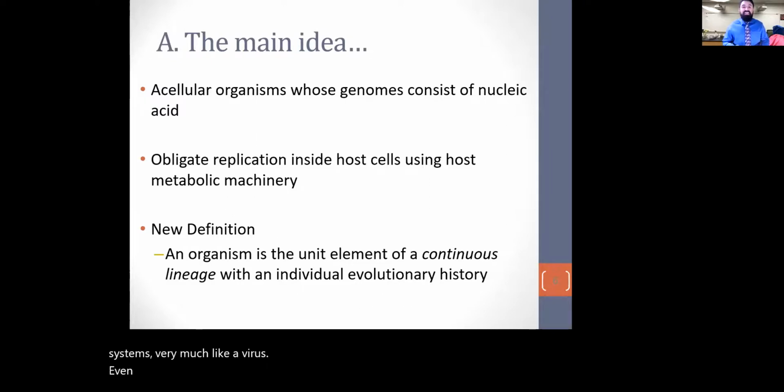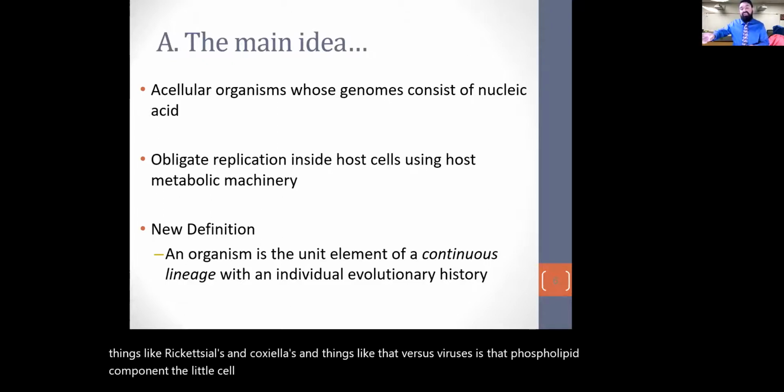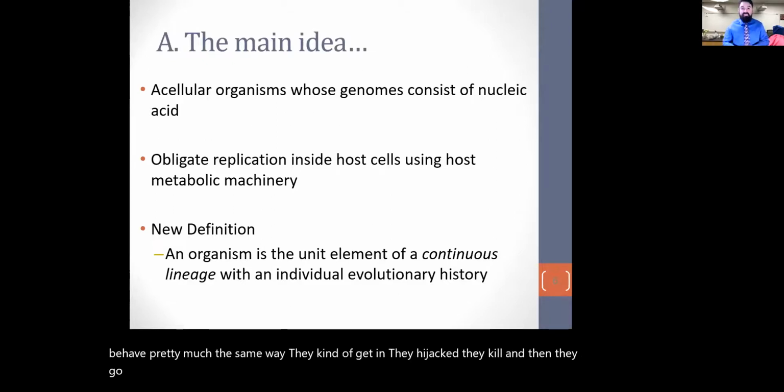So the only thing that ends up missing here is that the difference between things like rickettsias and coxiellas and things like that versus viruses is that phospholipid component, the little cell component. If you take that out of the equation, they both behave pretty much the same way. They get in, they hijack, they kill, and then they go and make more of themselves. So they do pretty much the same type of pattern.